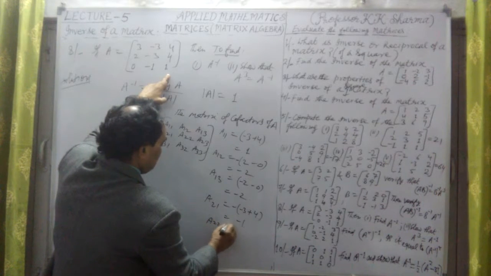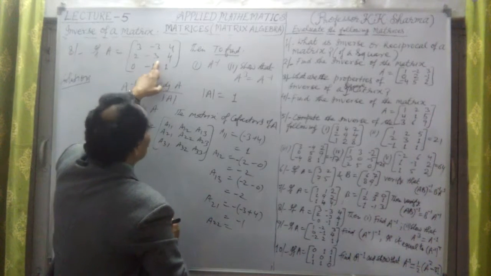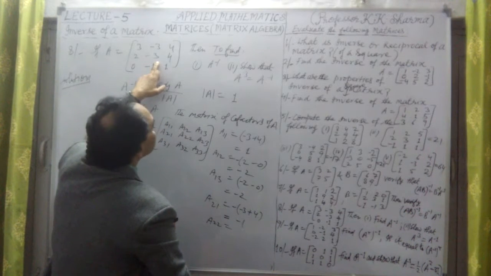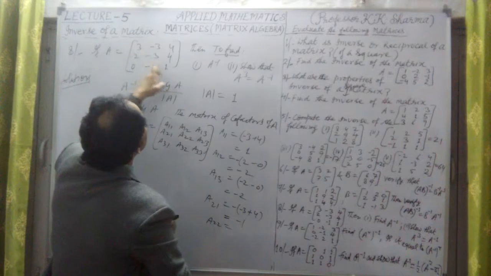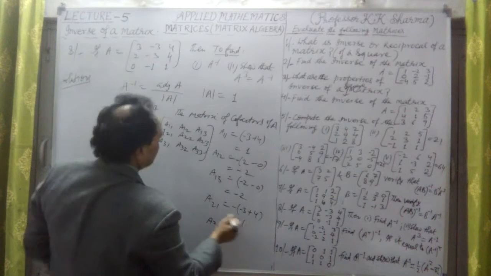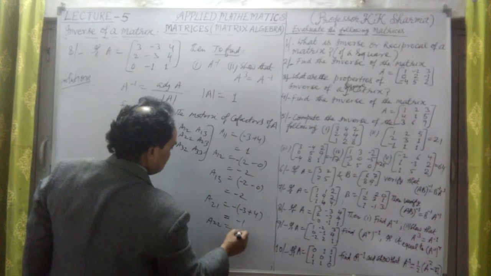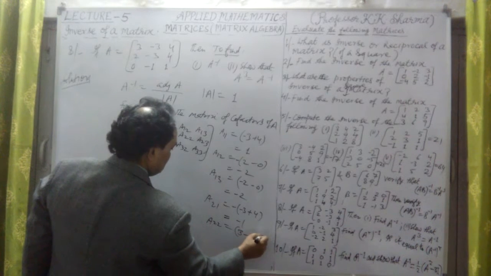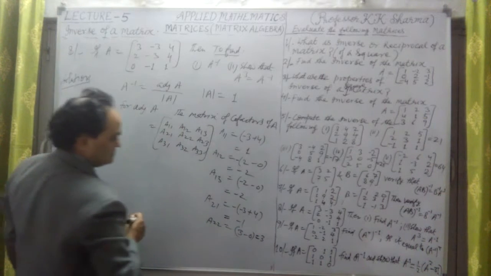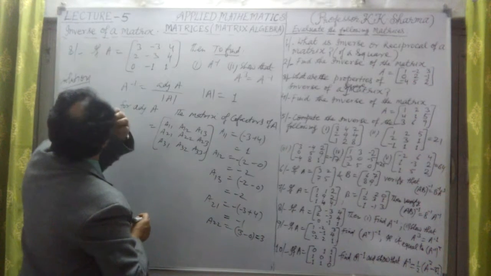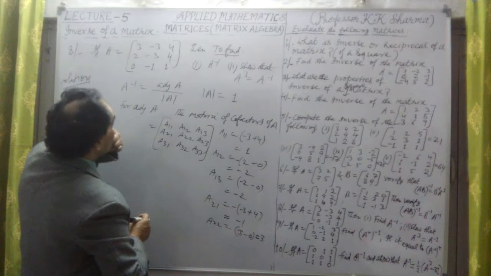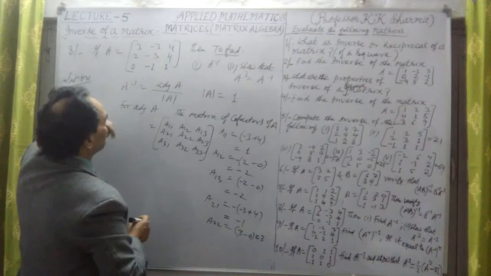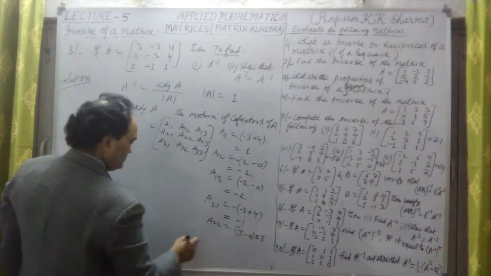Then A22 means of minus 3. What is the cofactor of minus 3? This is minus 3 here. It is 3 only, because it is 3 minus 0. It is only 3. Okay, so this is A22 of minus 3. That is 3 and 4. So 4 into 0 is 0. Okay, so it is 3 only.